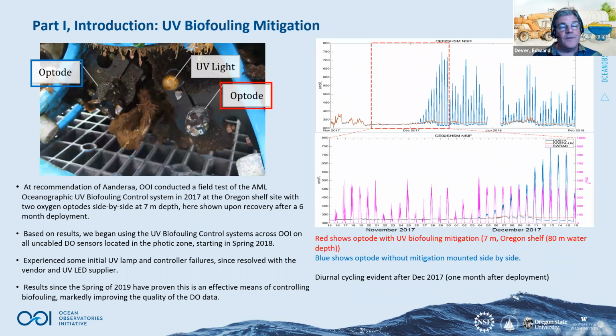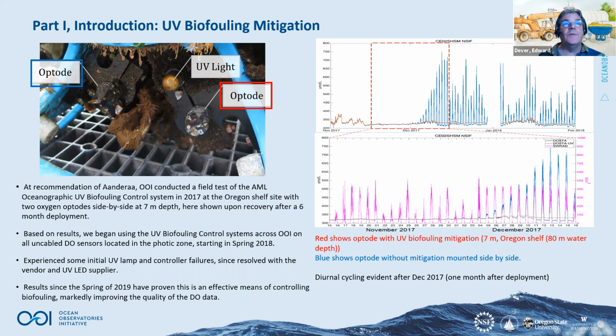So one of the really important things that we've started to do is adopt ultraviolet biofouling mitigation. And this is on surface moorings that are found with sensors in photic zones. And what's shown here in the photo at the left is 2 oxygen optodes. The one that's outlined in blue there is not protected with UV light. The one that's outlined in red has been protected.